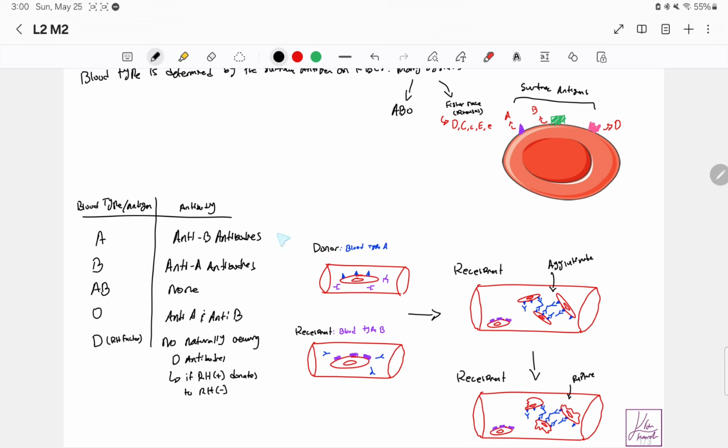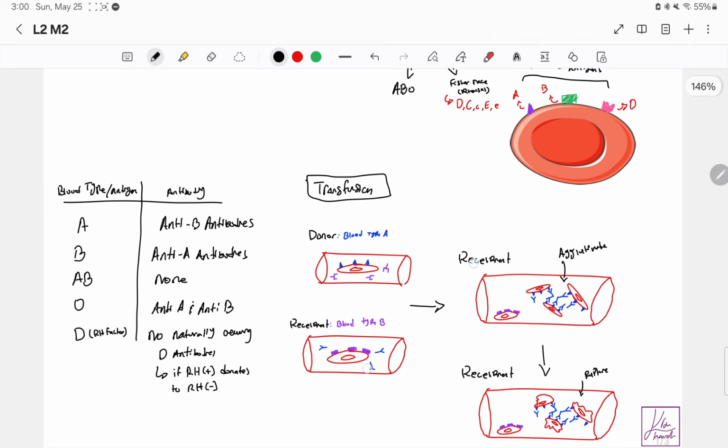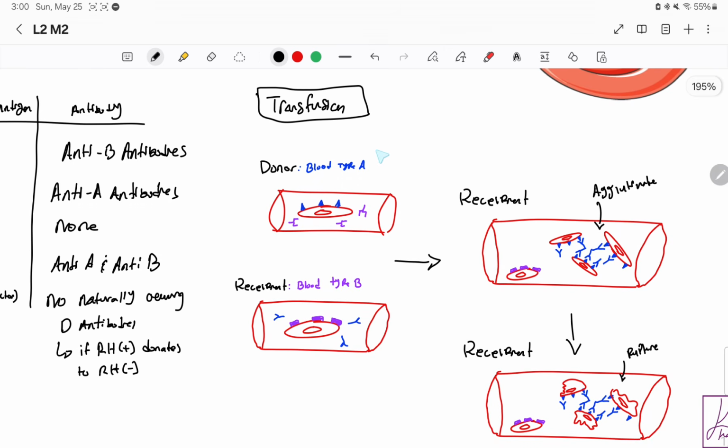Okay, now that we got all of this stuff out of the way, let's go through a scenario of a blood transfusion and show you how important it is to match a blood type, okay? So let's say that there is a recipient that requires blood, okay, and their blood type is B.